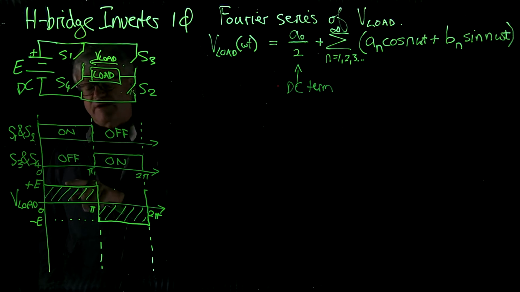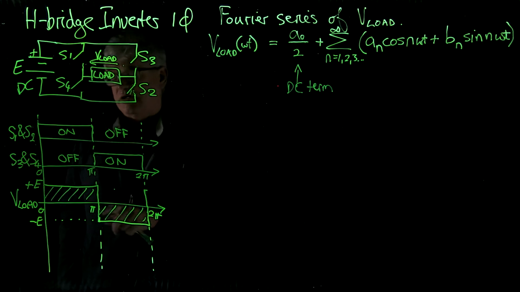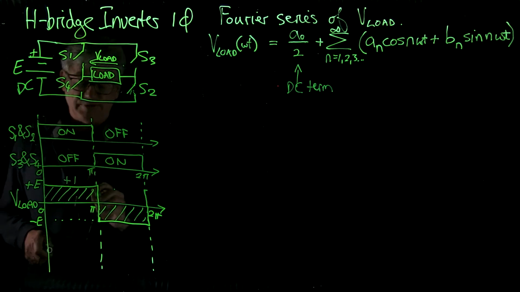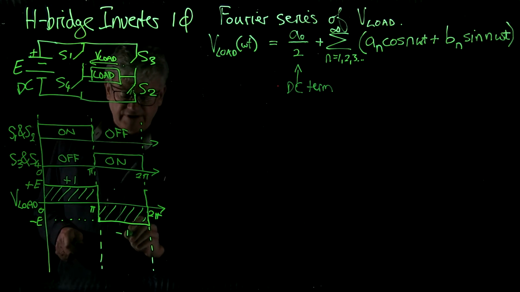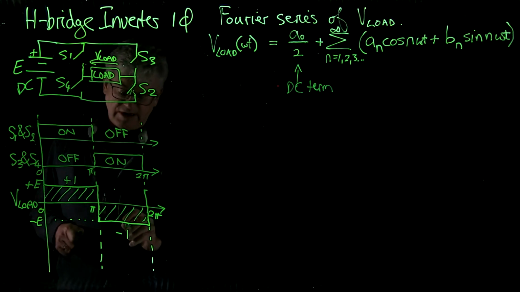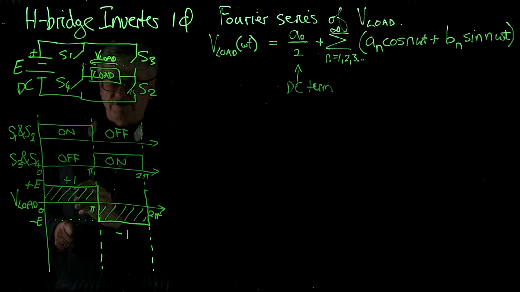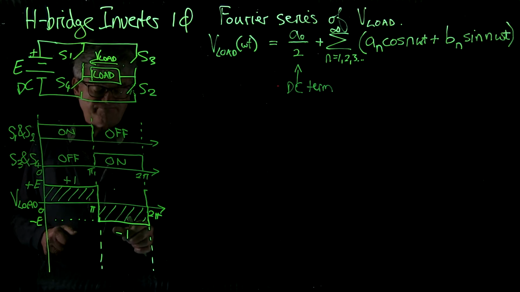And if we would go and integrate from 0 up to 2 pi here, we would have a positive area here. Let's say it's plus 1. And here we would have a negative area. And if we add plus 1 and minus 1 together, then we have 0, and 0 divided by 2 pi is 0. So the average value of this load voltage is 0.